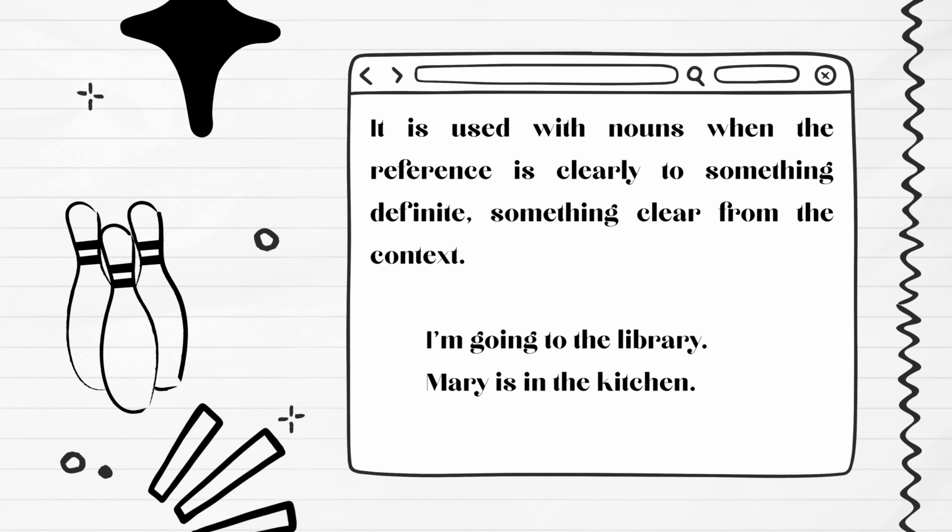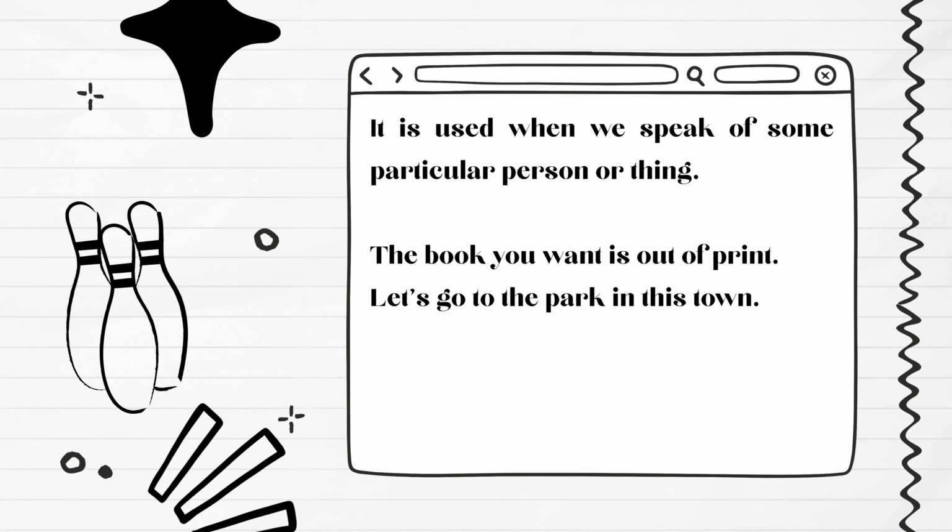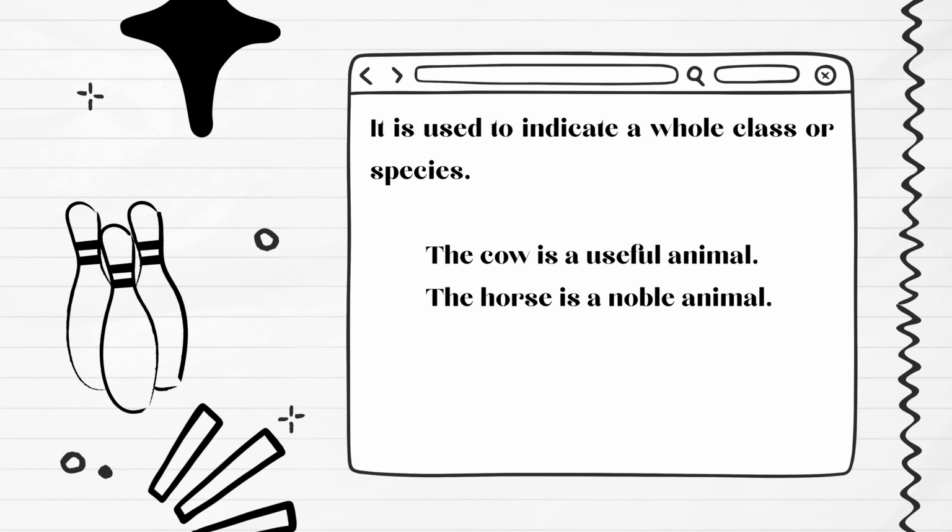It is used with nouns when the reference is clearly to something definite, something clear from the context. I'm going to the library. Mary is in the kitchen. It is used when we speak of some particular person or thing. The book you want is out of print. Let's go to the park in this town. It is used to indicate a whole class or species. The cow is a useful animal. The horse is a noble animal.